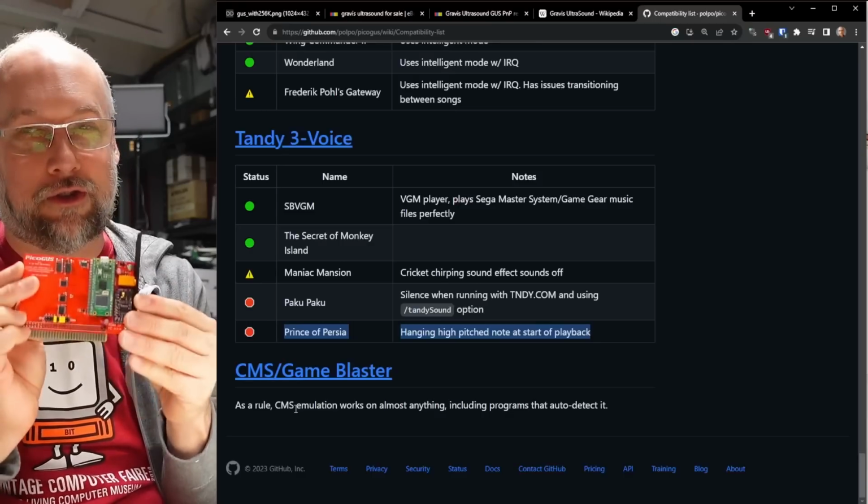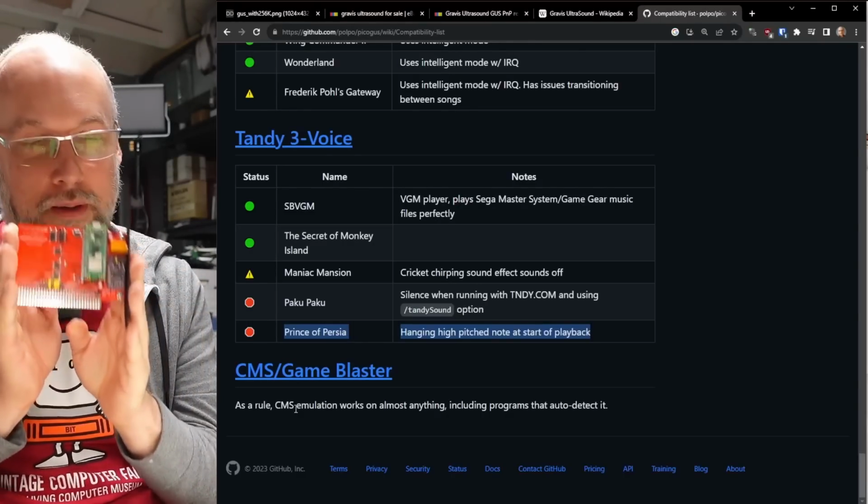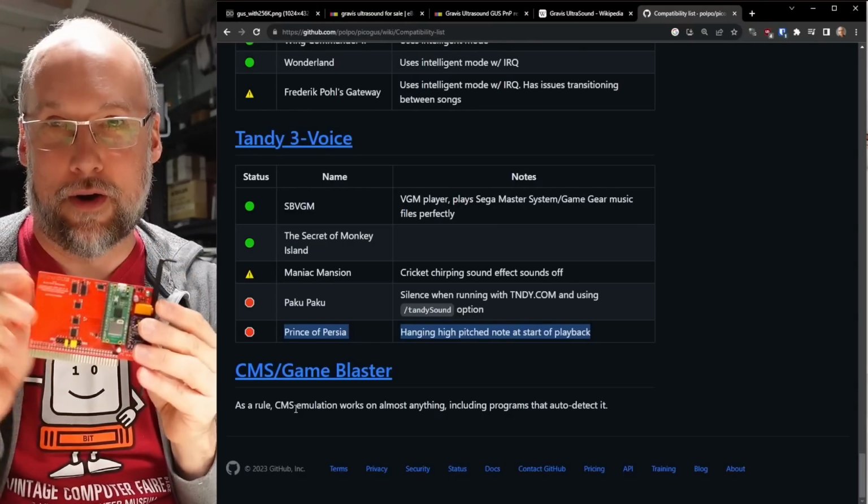but I think ultimately the highlight feature of this is the Gravis Ultrasound support, and I think that's what most people are going to care about, and that's what I'm going to demo in this video.